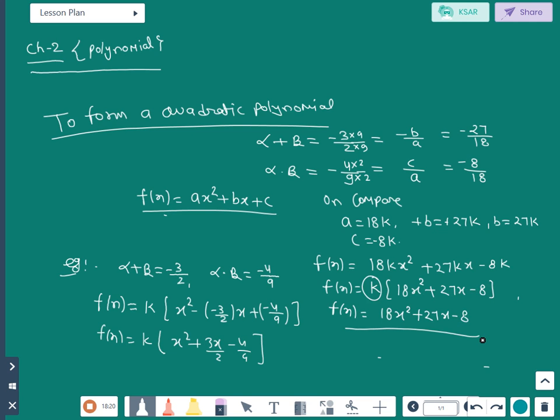On comparing the value of a, the value of b and the value of c. Any problem? No. Now we will discuss, if the zeros are given to you, then how we will verify the relationship.